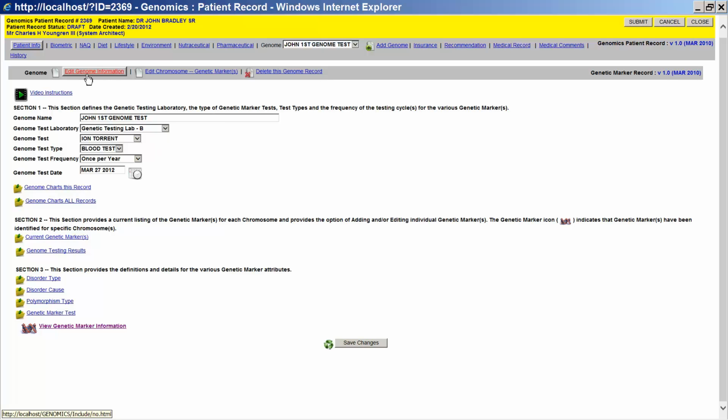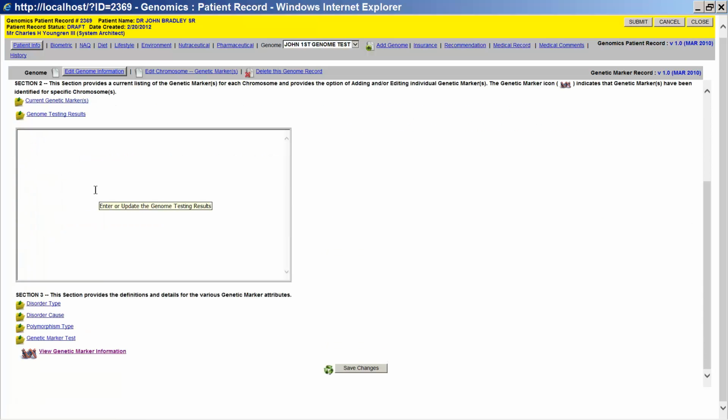Our information is divided into metadata and chromosome data. Within metadata, we are going to examine the ability to test once per year, once every 5 or 7 years. We have genome tests themselves, who provides the test and what type of test it is. We also identify the genetic marker or genome testing laboratory from around the world. We also have provisions to identify the date. We also have provisions to identify all of the genome testing raw material from the actual laboratory.